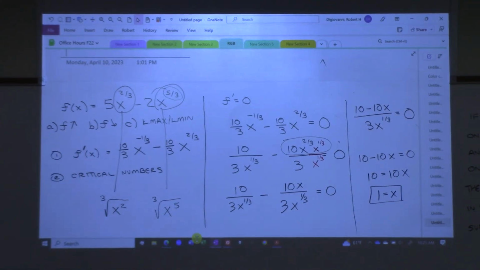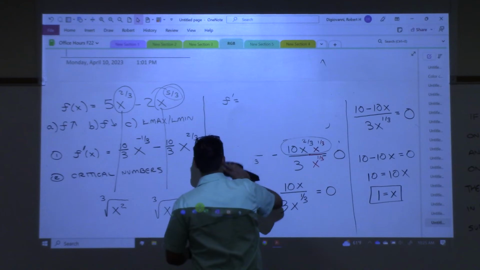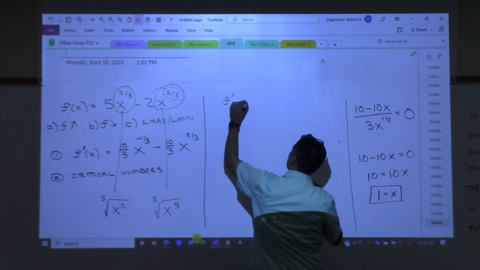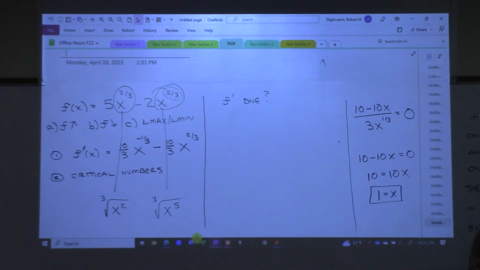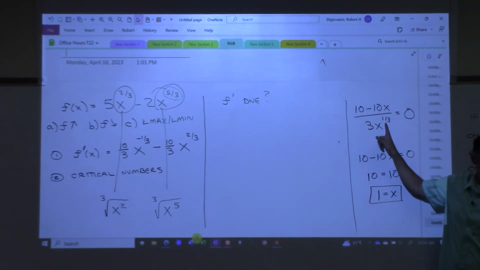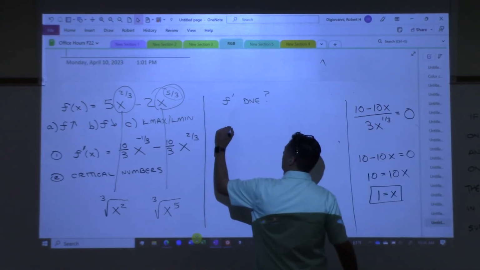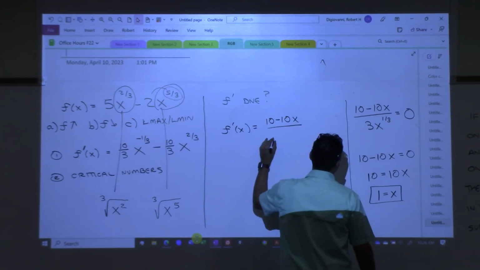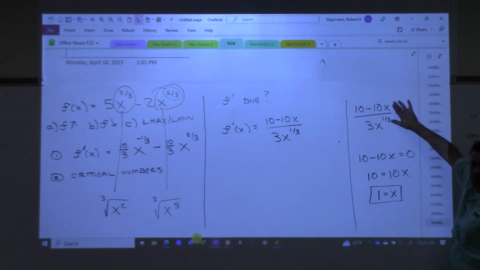Okay, am I done with critical numbers? What else? Where does it not exist? Okay, so let's let that be this section here. I'm going to say where does the derivative not exist? Right? Question. Well, my derivative, I cleaned it up real nice. Wasn't that my really nice, pretty cleaned up version of the derivative right there? Let's take that and let's look at that instead of like the ugly version. So my derivative looks like this. 10 minus 10x over 3x to the 1/3. I'm not setting it equal to 0. I'm just looking at the derivative, which is the left side.